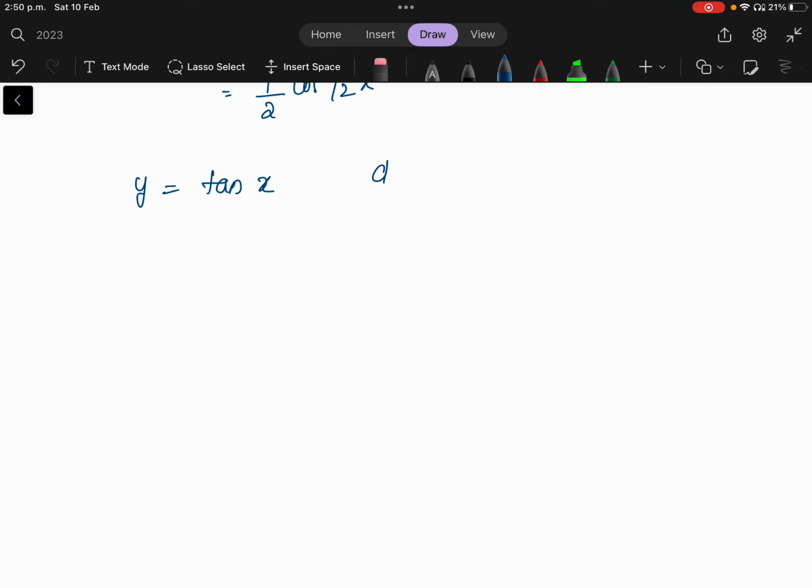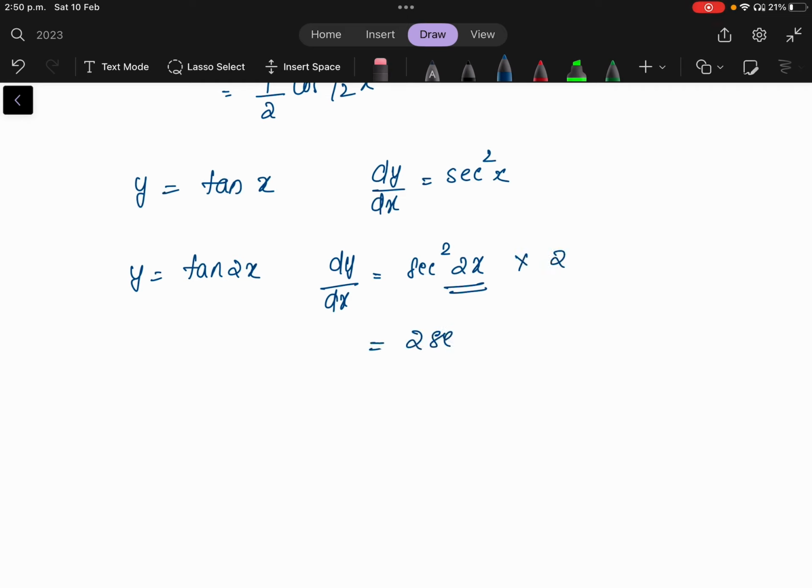The differentiation of tan x is dy over dx is equal to sec square x. So y is equal to tan 2x. dy over dx will be sec square 2x. Since it is anything other than x, you differentiate that again. So which is equal to 2 sec square 2x.